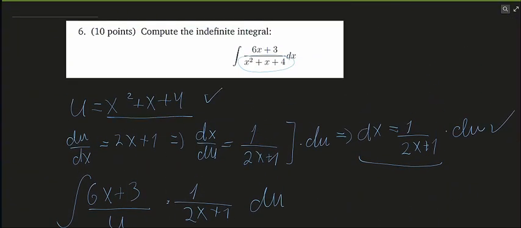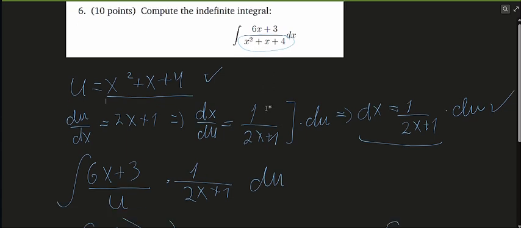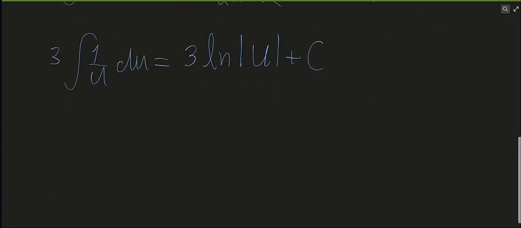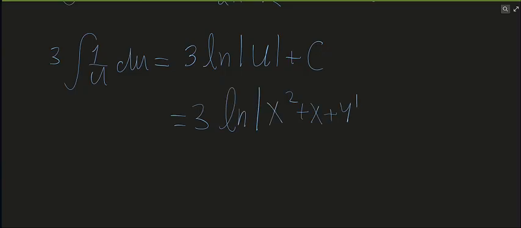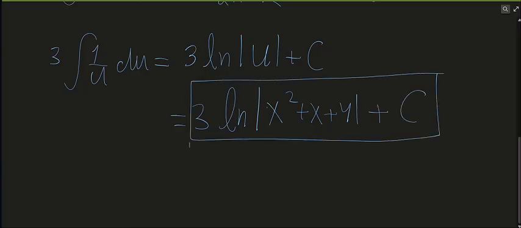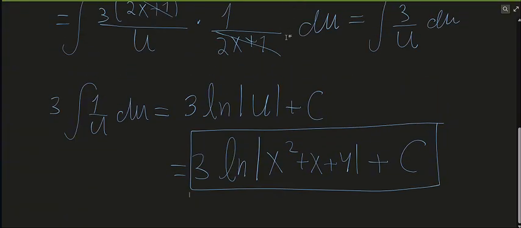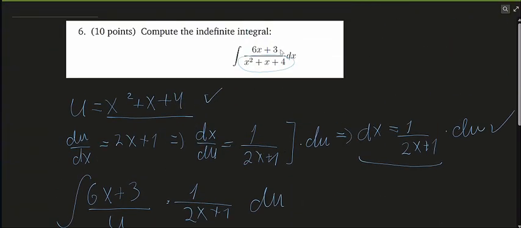And so the u is actually equal to this junk, x squared plus x plus 4. So in fact, the answer equals 3 ln of x squared plus x plus 4, plus c. That seems like a good answer to put in a box. And this concludes problem number 6, the indefinite integral problem on the exam.